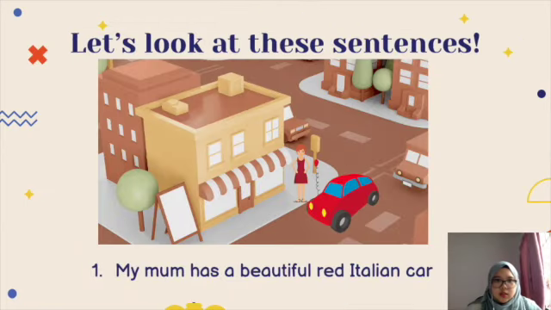Let us look at the sentences. We have 3 sentences. The first sentence will be, my mom has a beautiful red Italian car. So what are the adjectives that we can find in this sentence? We have beautiful red Italian car. So beautiful would be the opinion, red will be the color, and Italian will be the origin. Okay, so let's move on to the next sentence.